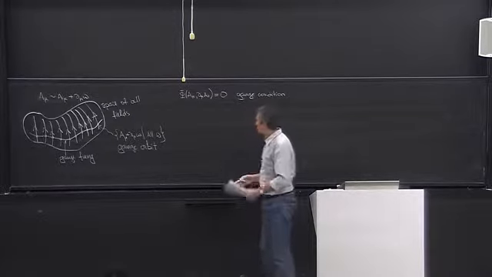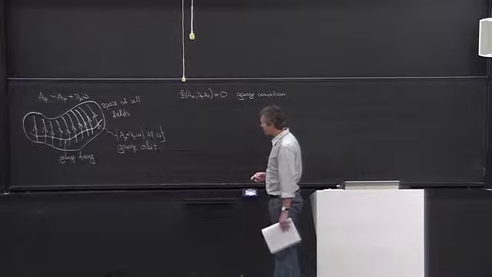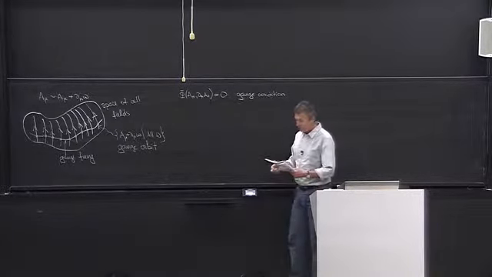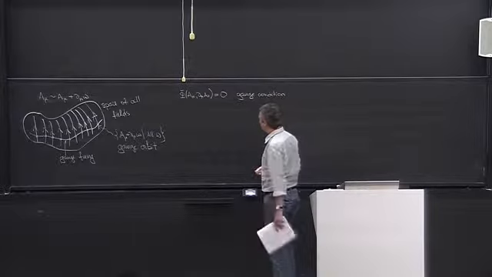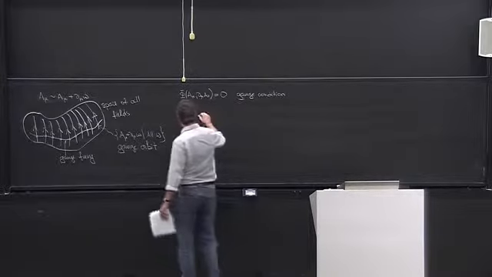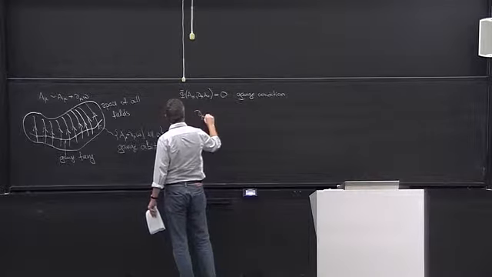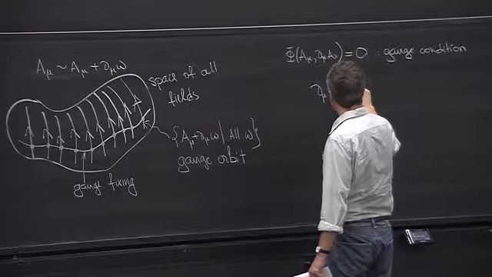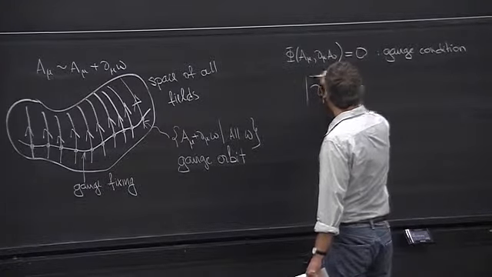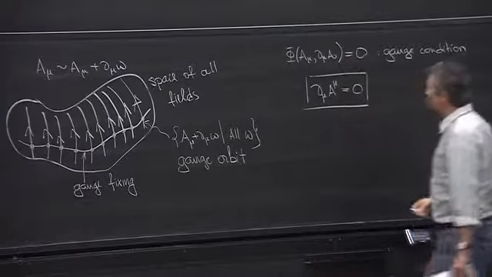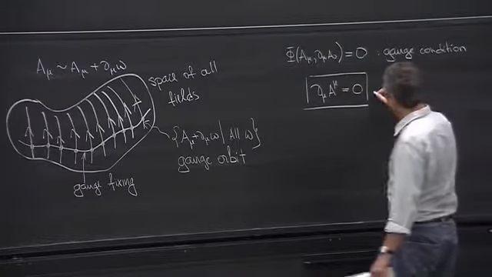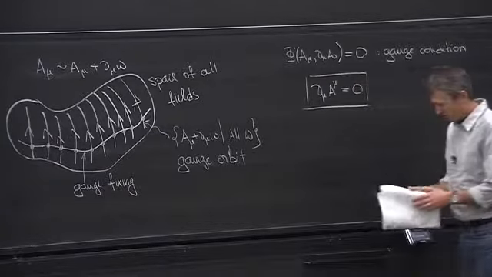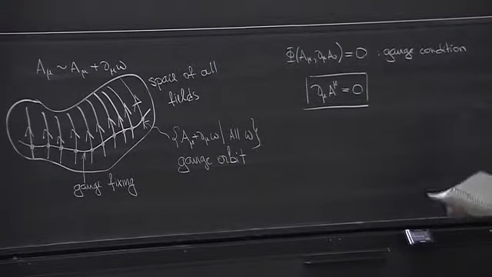So for our purposes, we would like to make a gauge fixing in a way that wouldn't break Lorentz invariance. So one possibility for such a gauge fixing condition is to say that the divergence of A is 0. So this is a gauge fixing condition that we will choose, and I think this is called the Lorentz gauge.